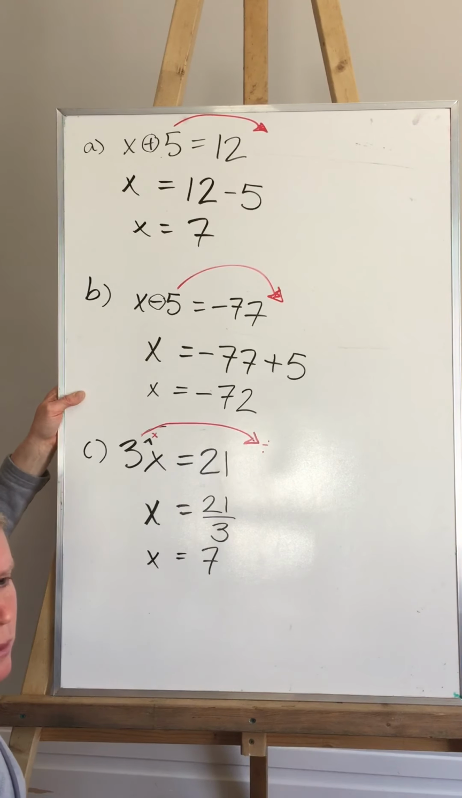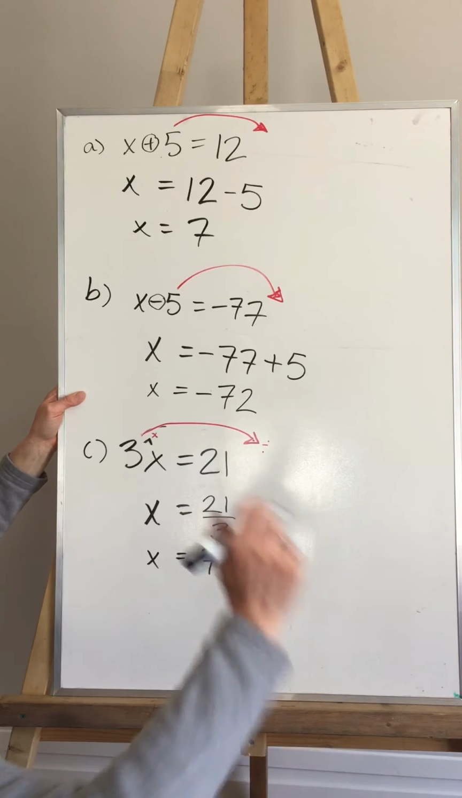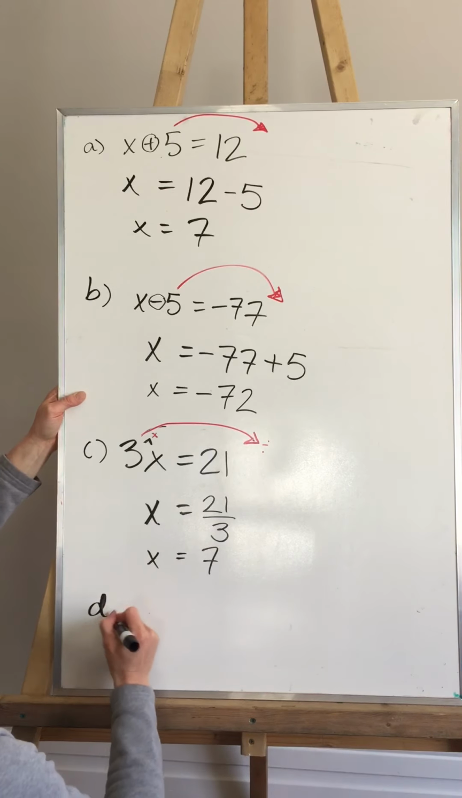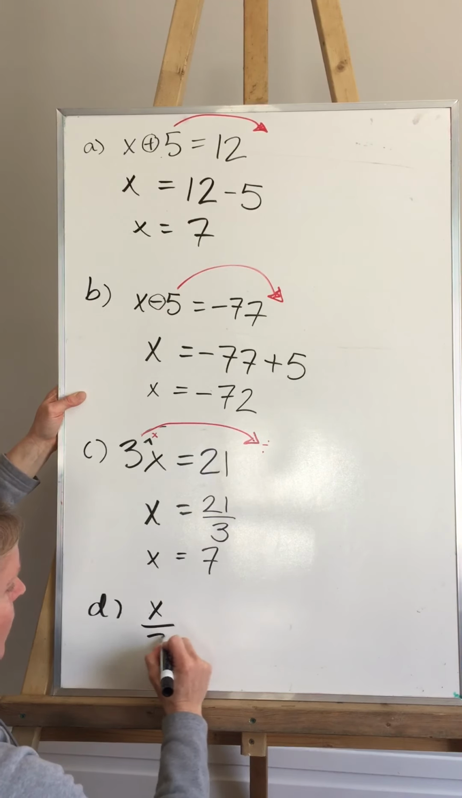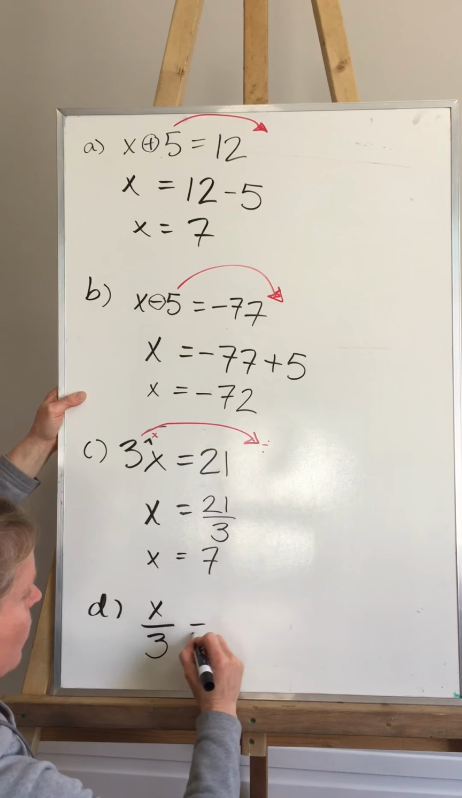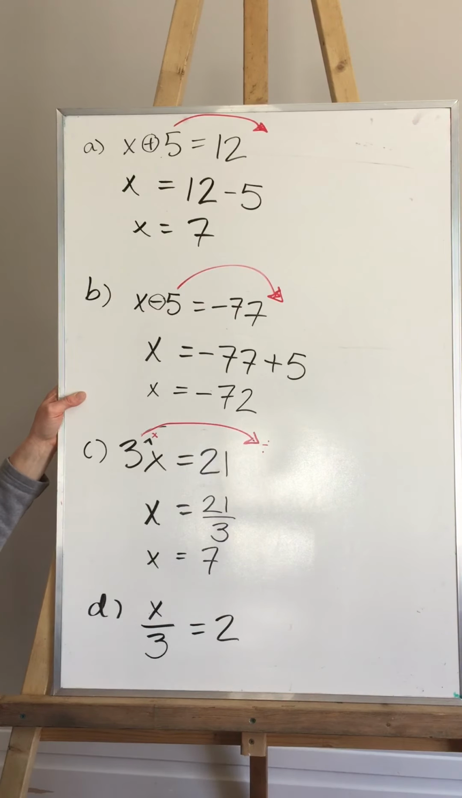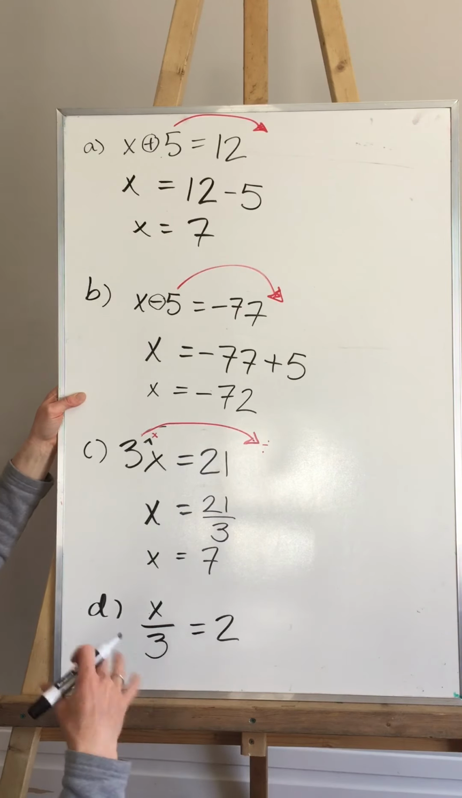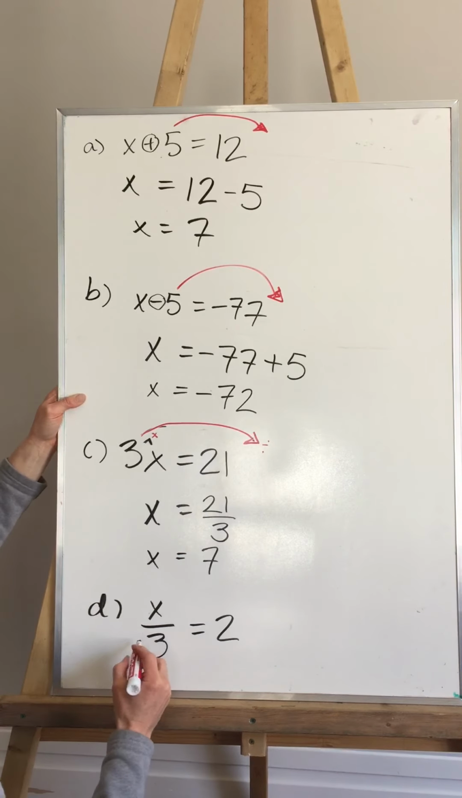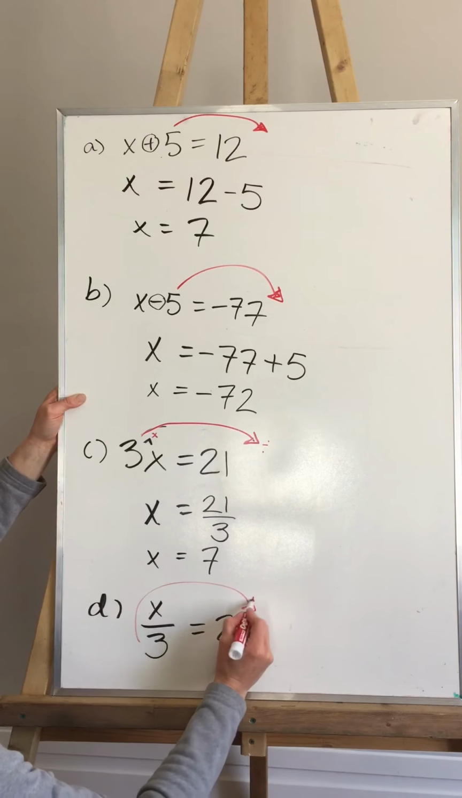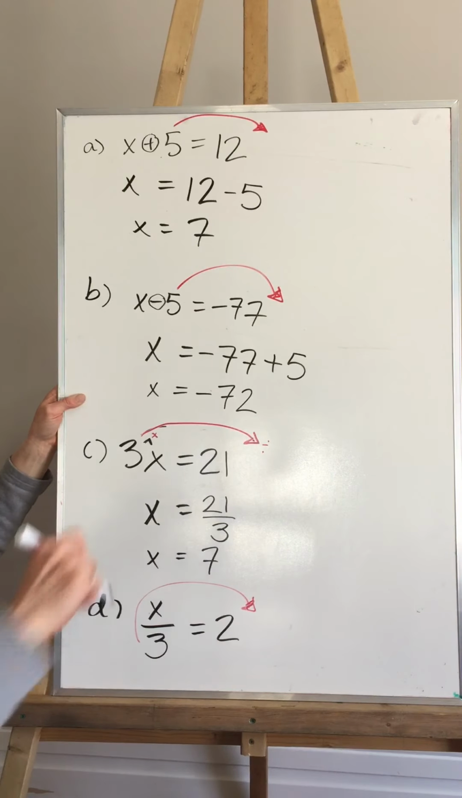Okay. What else do I have for you guys to try? Let's do x divided by 3 equals 2. So you might be able to do it by inspection, but again, give the reverse operation a try. Okay, so the 3 needs to move over so the x can be on its own.